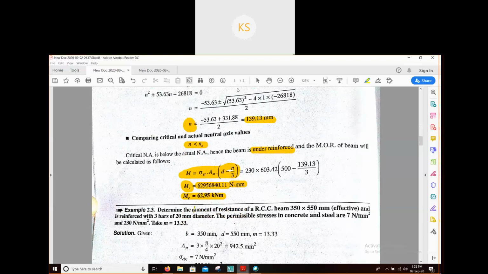It is exactly the same problem, but it is easier than the previous one, because in this case the m value is directly given, and sigma st and sigma cbc.